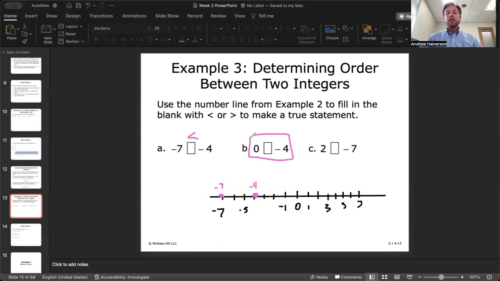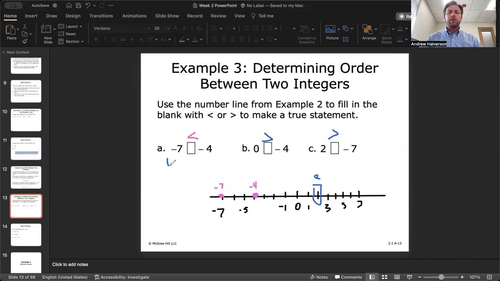So here, 0 and -4, how about those? Well, here's -4 again, and then 0 is right here. So -4 is to the left of 0. That means that 0 is greater than -4, so we would use the greater than symbol here. And then 2 and -7, well, every positive is always greater than every negative. We can see that here. Here's the value of 2, here's the value of -7, and we see that 2 is further to the right, meaning that it's greater than. That's the test. That's how you determine which one is which.